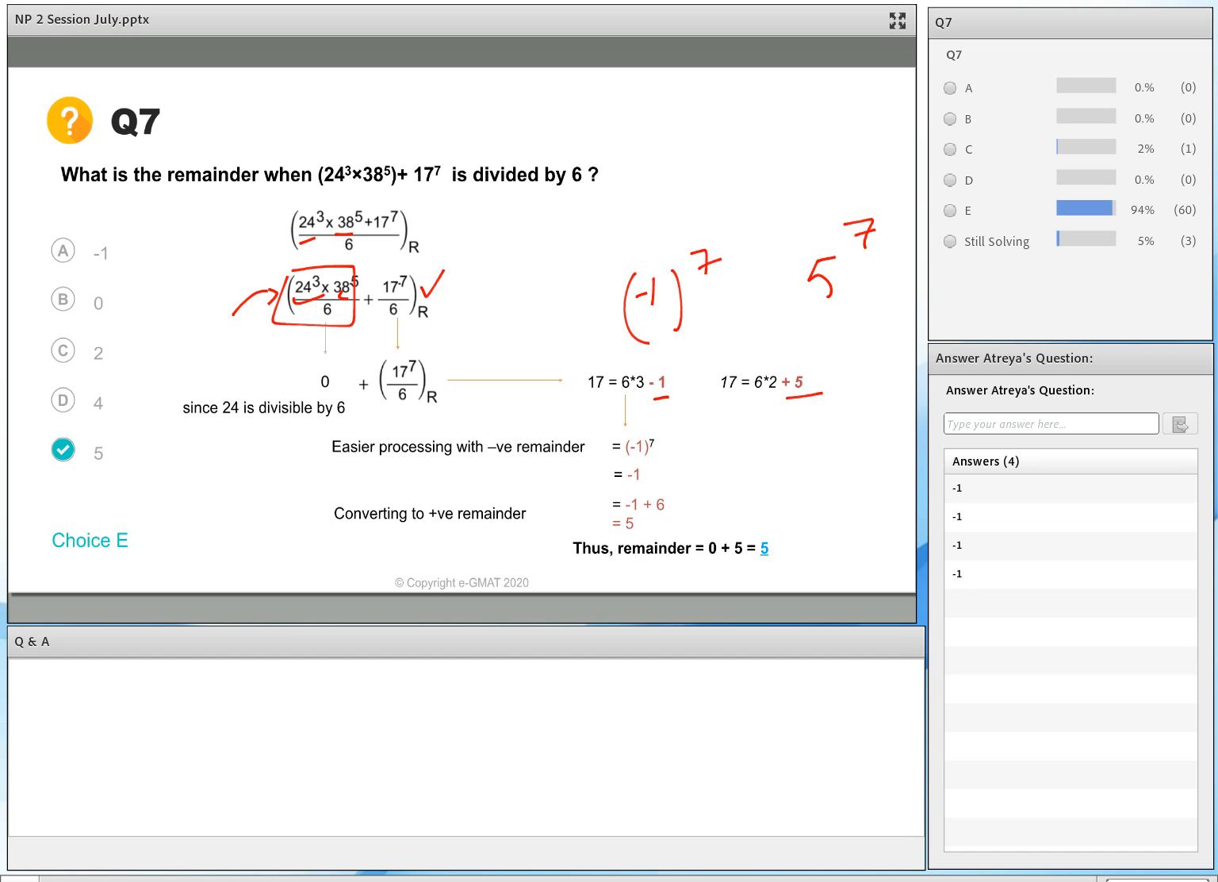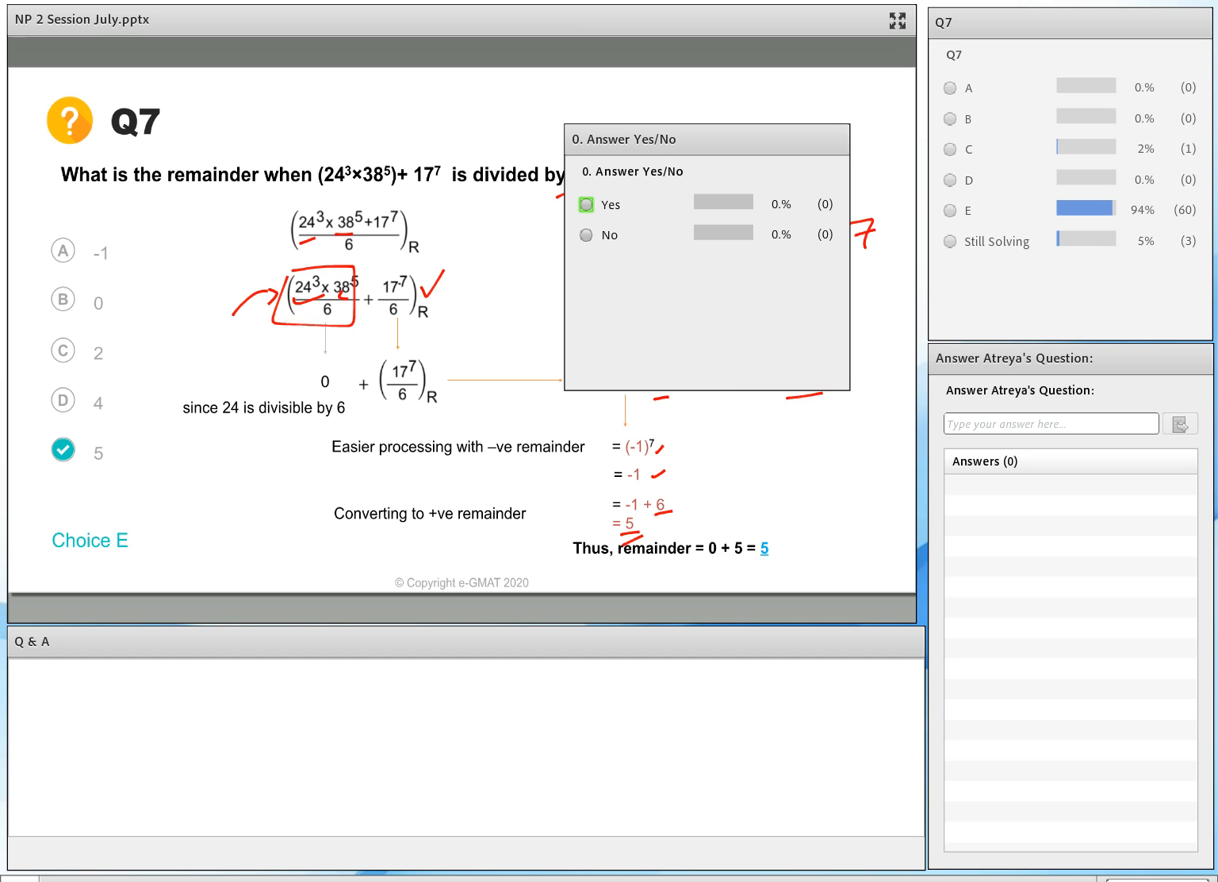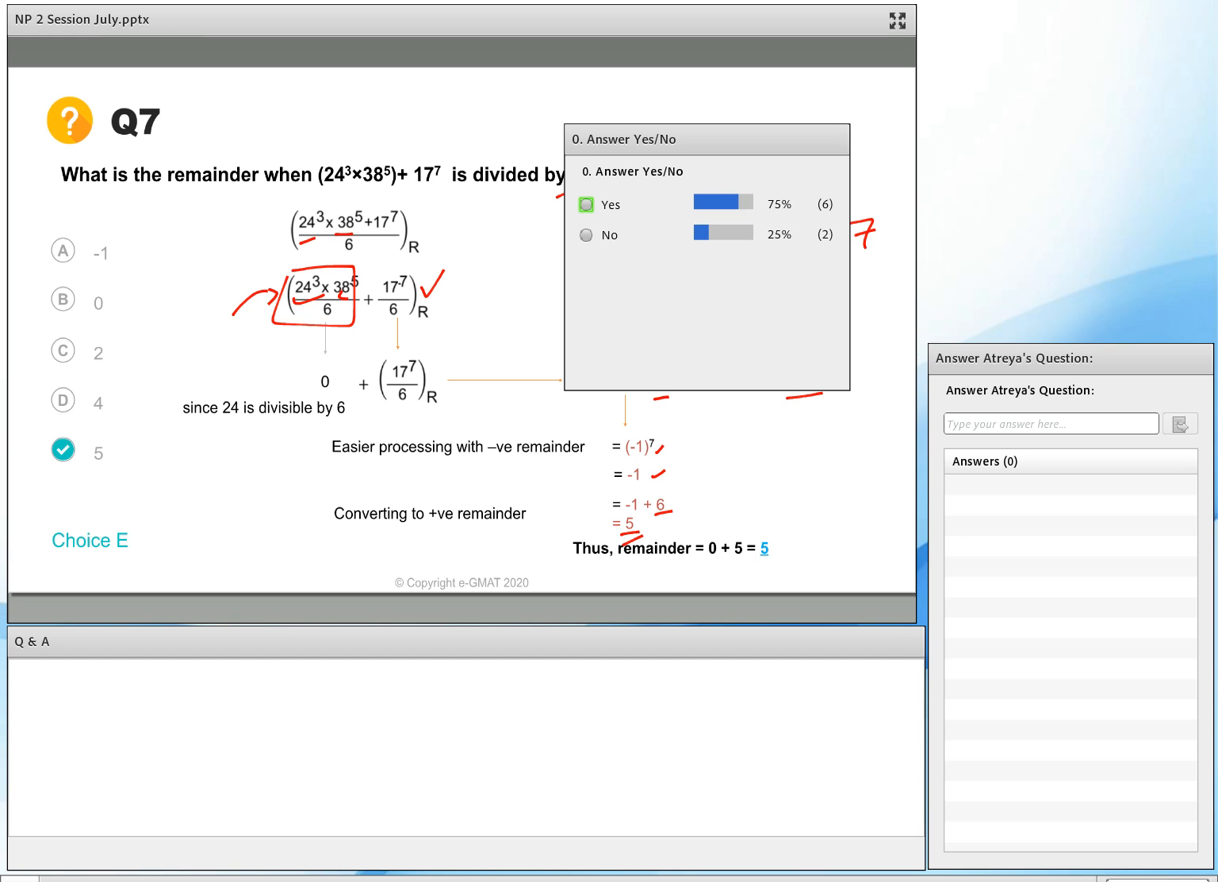Now minus 1 to the power of an odd number gives me minus 1. Again, can this be the answer? No, I need to convert this into a positive remainder. How do I do that? I add the divisor. What is the divisor? It's equal to 6. Minus 1 plus 6 is equal to 5. So this is how we do questions on these fronts. Now, very, very quickly, let me clear all the answers and bring in the yes no poll. Is the concept of negative remainders clear to all of you guys? Tell me very quickly. Is the concept of negative remainders clear to all of you?